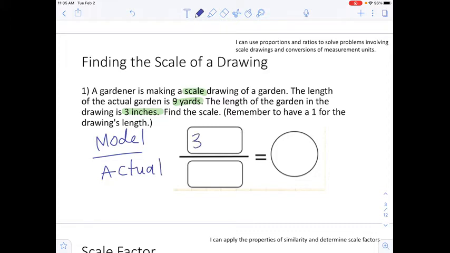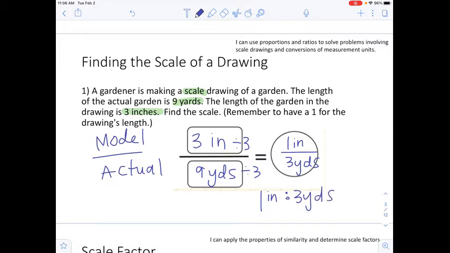So model on the numerator is 3 inches, and it says the actual is 9 yards. Okay, model over actual, we want a 1 on the numerator, so I'm going to divide both of these by 3, and I'm left with 1 inch over 3 yards. You could also write it like this, 1 inch to 3 yards. So on your paper, every 1 inch is equivalent to 3 yards in real life.